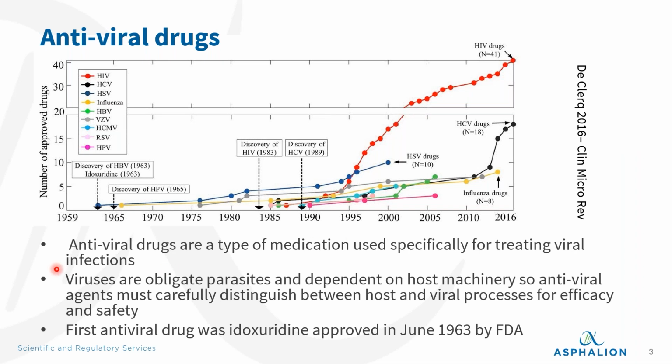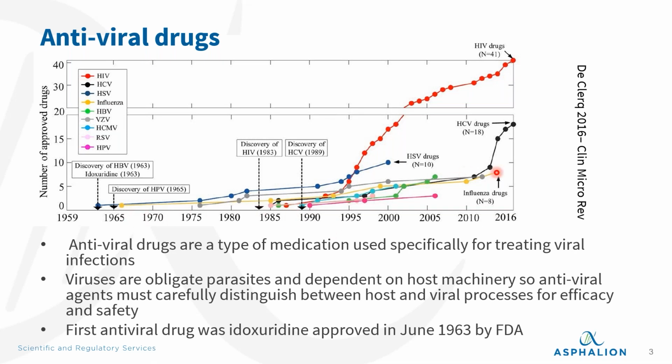Here you have a bit of a timeline of the development of some of the key agents. The first one was idoxuridine from 1963, and you can see when different viruses were discovered and then how many different compounds have been used to treat those viruses. HIV obviously is one of the key viruses that have been used to develop these kinds of compounds, because it's one of the newer viruses, obviously a pandemic virus as well, and especially in the early days with a very high mortality rate, so very concerning.